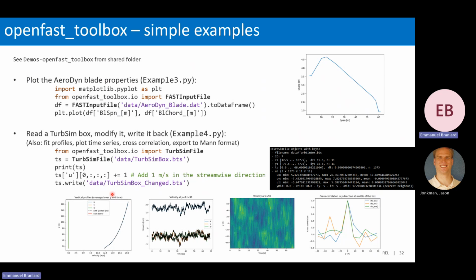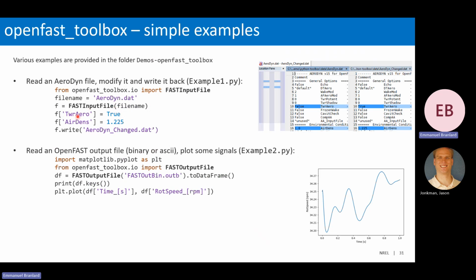The other examples I give you are plotting the AeroDyn blade, the chord as a function of radius. You just open the AeroDyn blade file and convert it to a pandas data frame. If you know what that is, it's just a table. Then you can plot the chord as a function of blade span. You could modify it: open the file, change the chord, and then write it to another file. Okay.